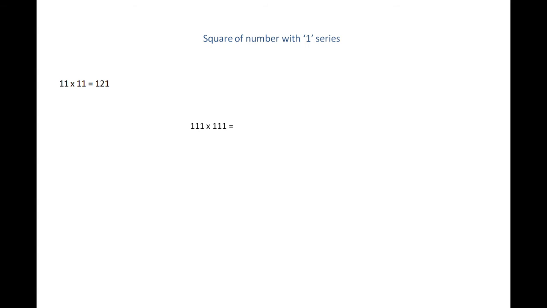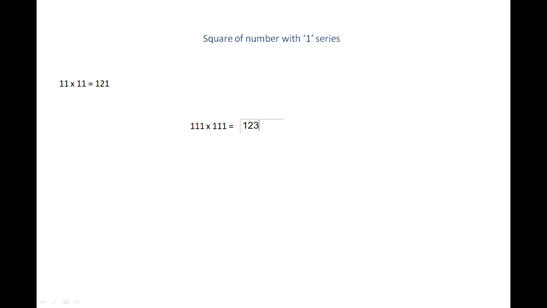To apply that, first we have to see how many digits are there in the number. Here we have 3 digits. So to give the answer, we will start writing from 1 till 3 in ascending order, and then we will write from 3 to 1 in descending order. So let us see how to write it. The answer of this would be 1, 2, 3.